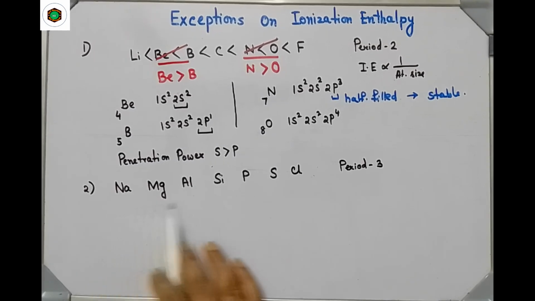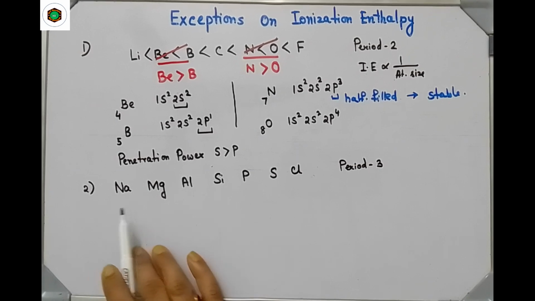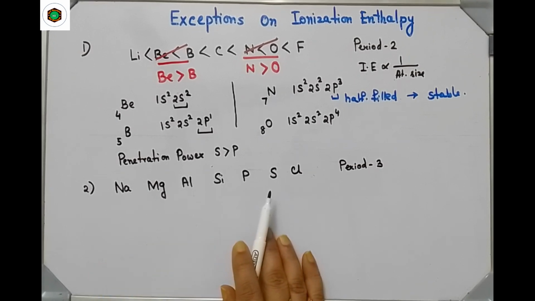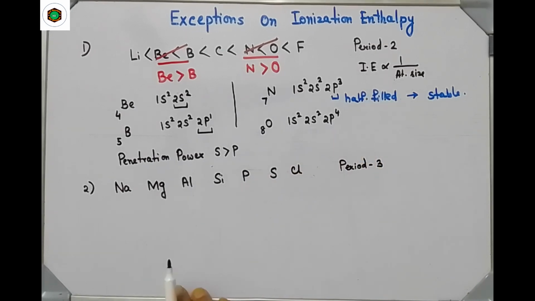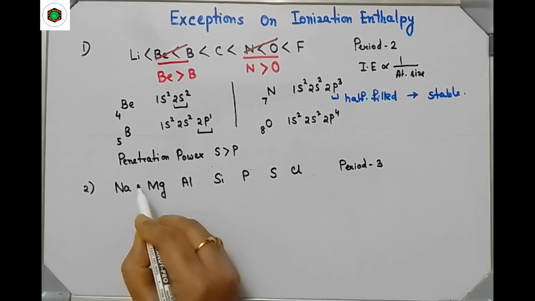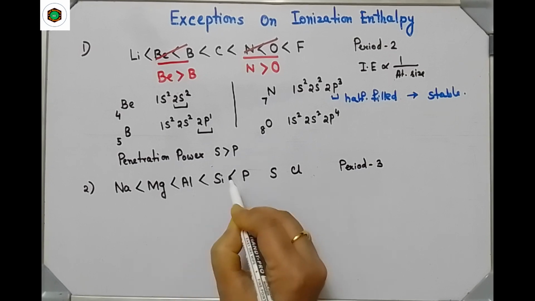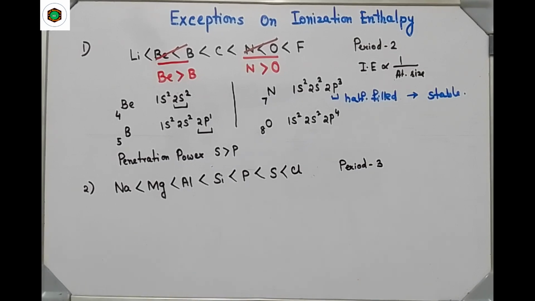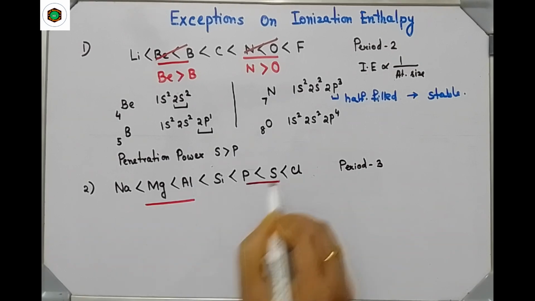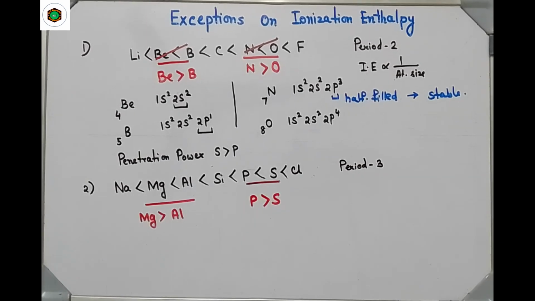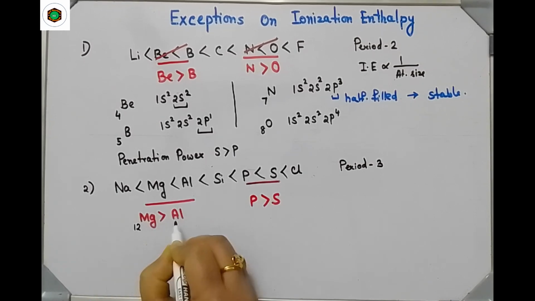Now see, these are elements of period 3 in the periodic table. Now see here, with increasing atomic number from left to right, atomic size decreases, so ionization enthalpy should increase. It should be like that. But two exceptions are here also, here and here. Magnesium is having higher ionization enthalpy than aluminium, and phosphorus is having higher ionization enthalpy than sulfur. Magnesium is having atomic number 12 and aluminium is having atomic number 13.